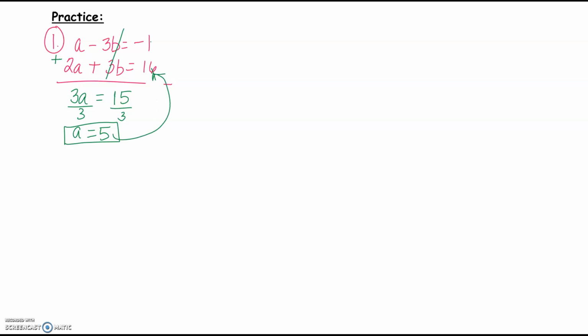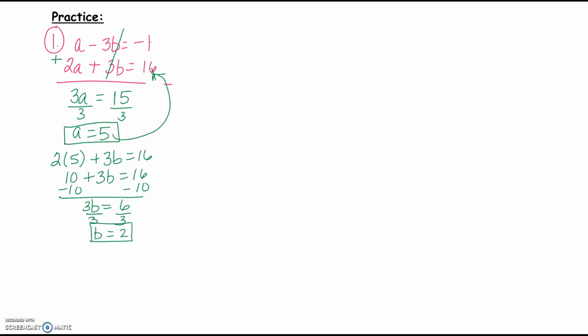So I'm coming up here and I'm going to put it in. So I'm going to have 2 instead of a, 5. So 2 times 5 plus 3b equals 16. When I multiply, I get 10 plus 3b equals 16. I'm going to subtract 10 and divide by 3. And when I do that, I get b equals 2. So my solution is the ordered pair 5, 2. And I should be able to put that back into either equation, and it should be true when I do that. Okay, so far so good.